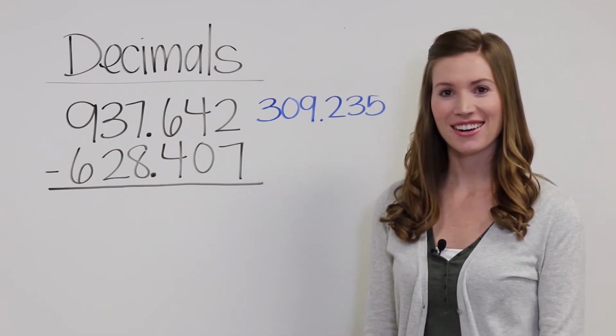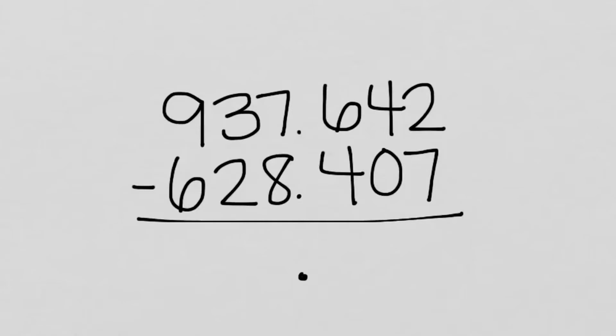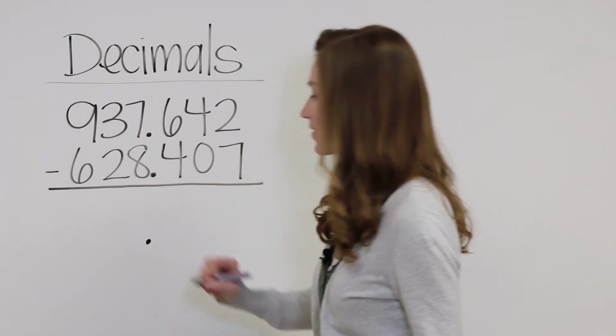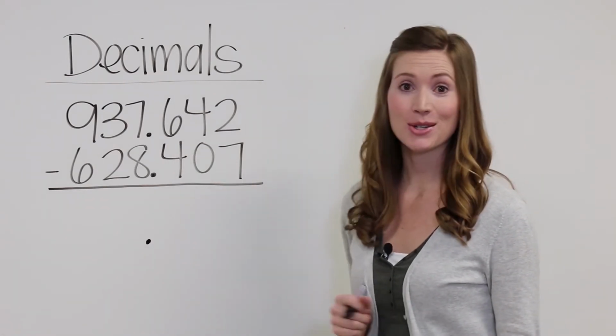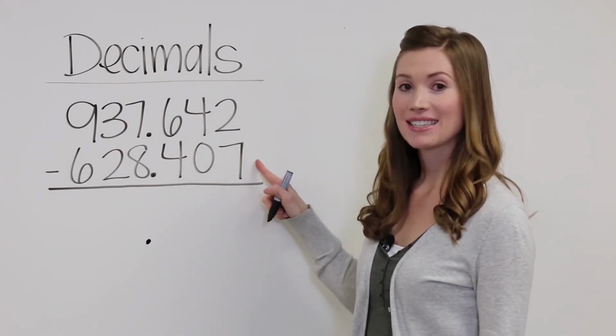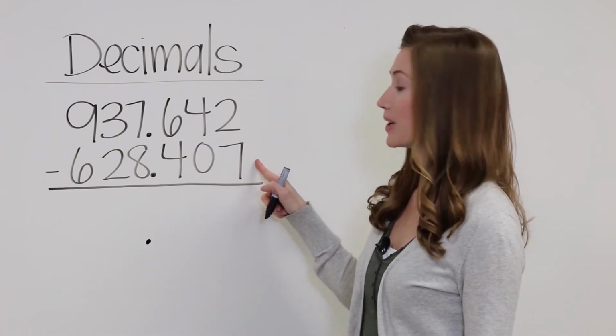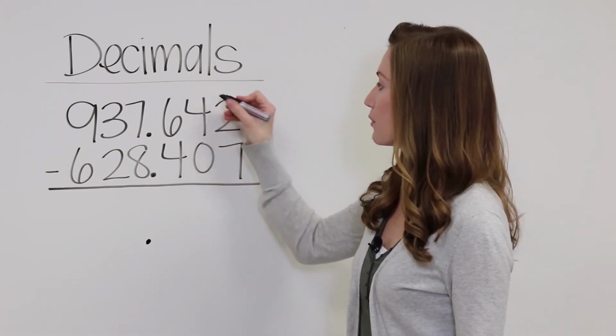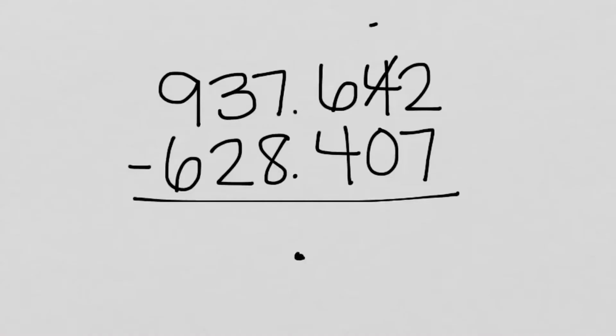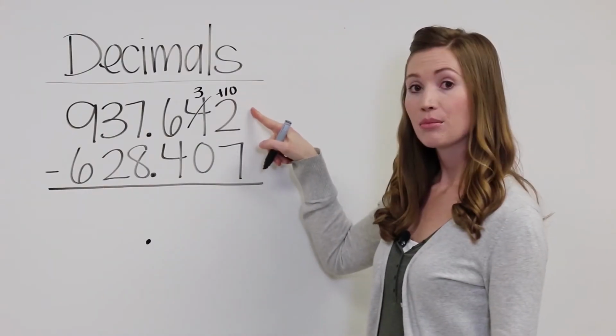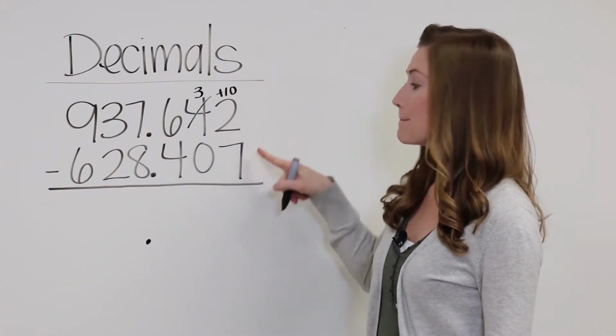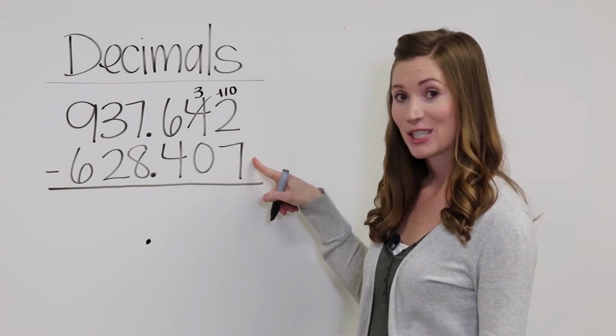Let's do it together. The first thing we need to do is bring down that decimal point, so we don't forget about that guy. Next, we're going to subtract as usual. 2 minus 7. Uh-oh, we need to borrow. We're going to borrow from our 4. That will become a 3. And we're going to add 10 thousandths to our 2. Now we have 10 plus 2, which is 12, minus 7, which is 5.